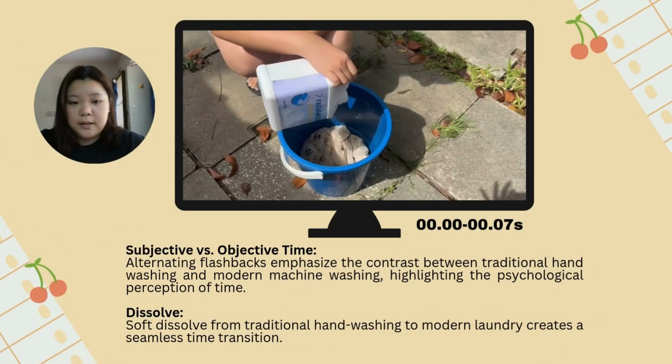Starting from 0 seconds to 7 seconds, I use the technique of subjective versus objective time. Alternating flashback emphasizes the contrast between traditional hand washing and modern machine washing, highlighting the psychological perception of time. I also use dissolve. Soft dissolve from traditional hand washing to modern laundry creates a seamless time transition.